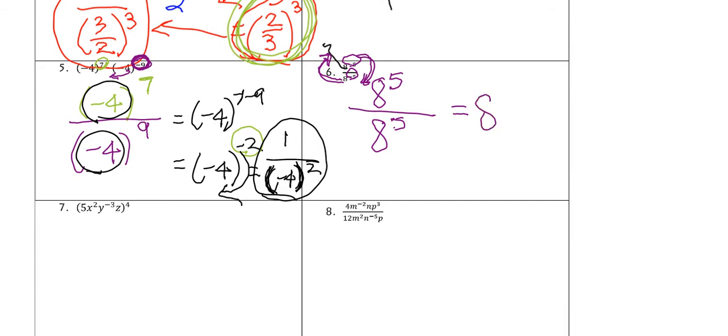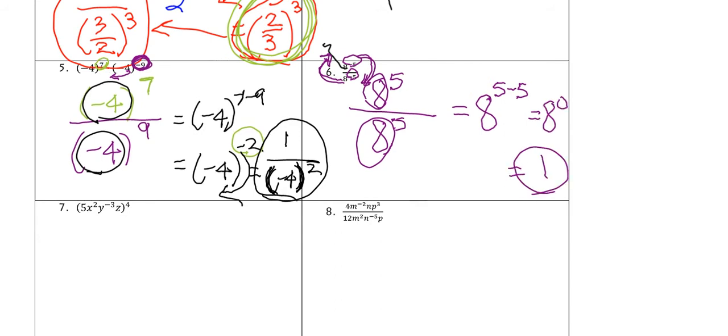We can also look at that as we have the same bases. We're using the quotient rule to subtract the exponents. 8 to the 5 minus 5 power is 8 to the 0 power, which is just 1. All right, the last two here.